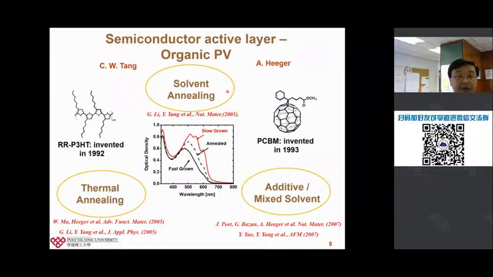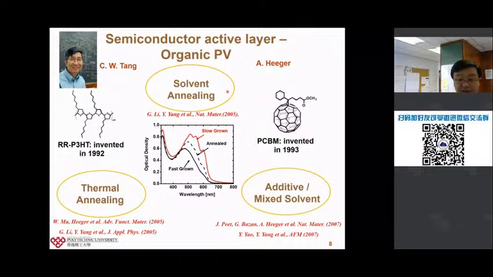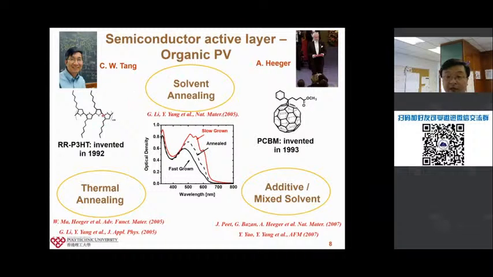Okay, so I want to give a brief introduction of the work here. For the semiconducting active layer for organic PV, you will need a donor and an acceptor. Two names I want to mention very strongly as pioneers.